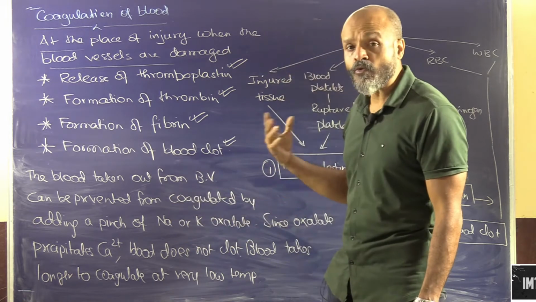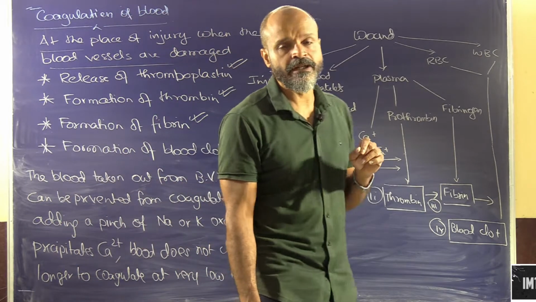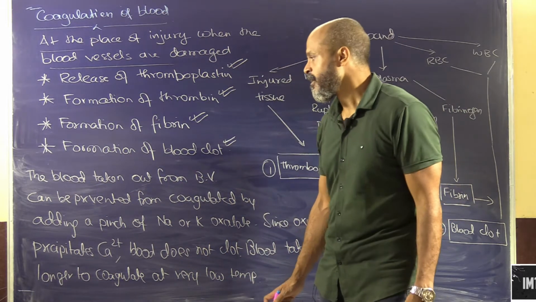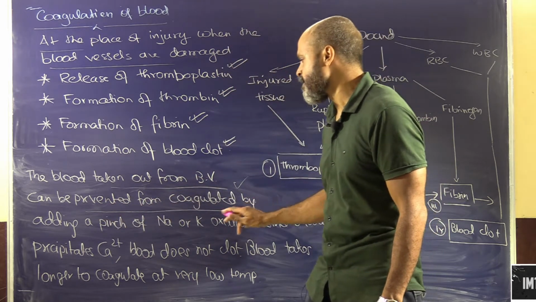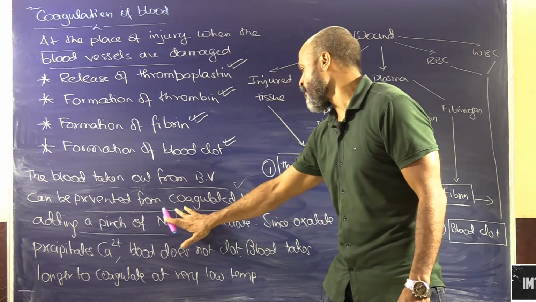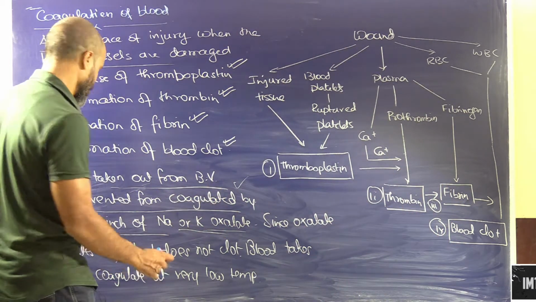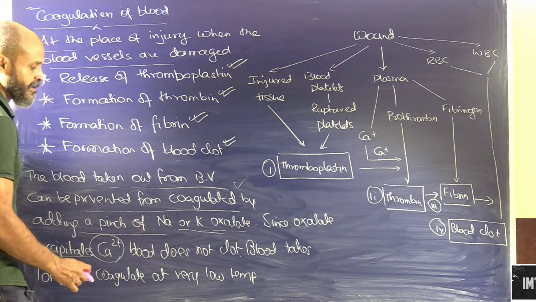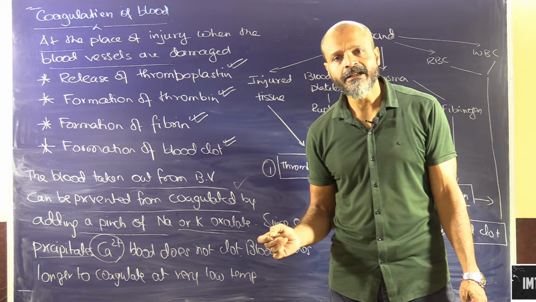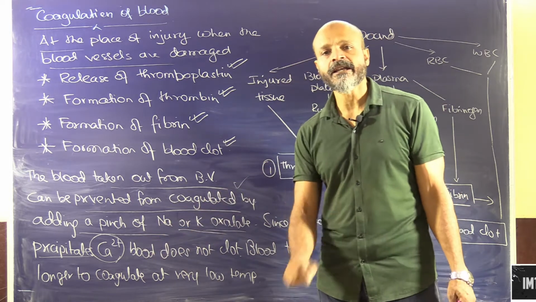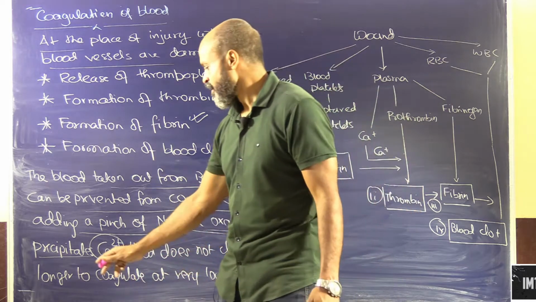So how to prevent clotting in the blood which is kept in blood banks or for pathological testing? When the blood is taken out from the blood vessels, it can be prevented from coagulation by adding a pinch of sodium or potassium oxalate. Since oxalate precipitates calcium ions, we know that sodium and potassium are basically alkali metals, and calcium is alkaline earth. So obviously sodium and potassium will displace calcium ions from the blood.